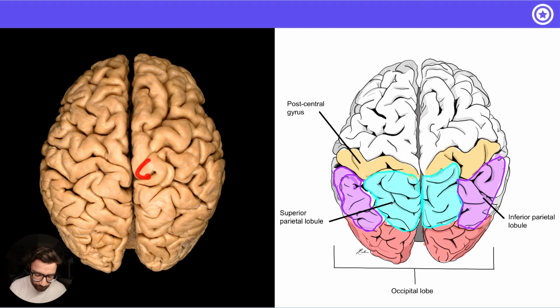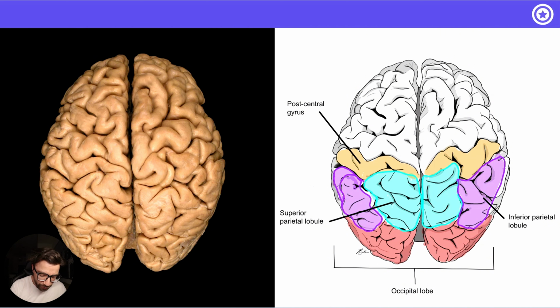So I had mentioned it. It's going to be right here. And then moving posterior to that, you remember we're going to have our superior and inferior parietal lobules, and that sulcus found in between, that's going to be that intraparietal sulcus. So if we look over here, here is that postcentral gyrus. Here is going to be that intraparietal sulcus. So right here, this would be our superior parietal lobule, and then down here would be our inferior parietal lobule.